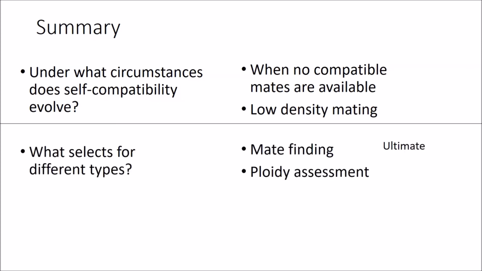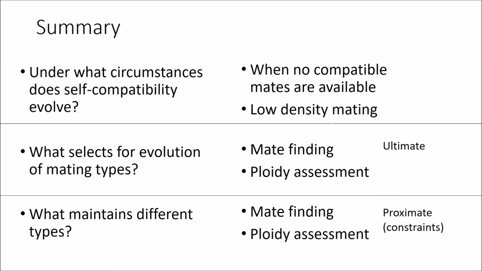So what selects for different types? At the ultimate level, it's most likely mate finding that might have led to the evolution of separate mating types, or possibly, and it's not mutually exclusive, there might be a role for ploidy assessment: knowing when you have mated and knowing when you should stop mating. So these are the evolutionary questions.